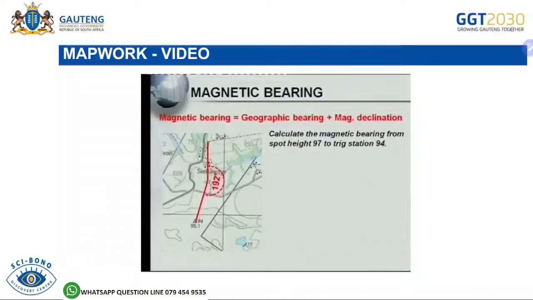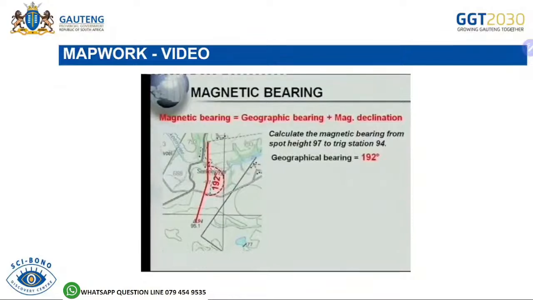192 degrees. Now, you need your protractor to measure this. Remember that north must always show north. Then you will measure the angle from here right around this way, and you will get 192. So now I have my geographic bearing, which is 192 degrees. Okay, so that's the first part of the calculation.